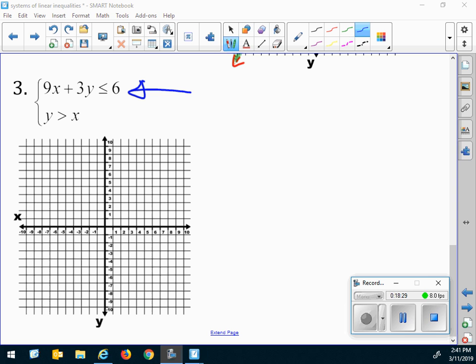What do we need to do to that inequality to be able to graph it? That's right. I need to isolate the y. How are we going to do it? Come on. What do you do? Yeah, I'd subtract 9x. If we subtract 9x, and divide all that by 3, right?